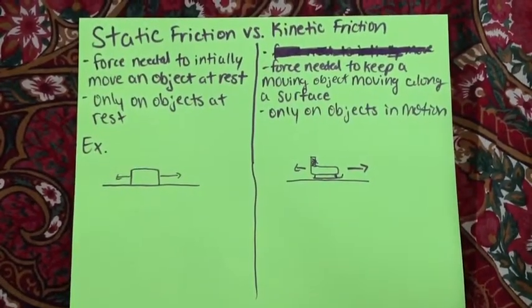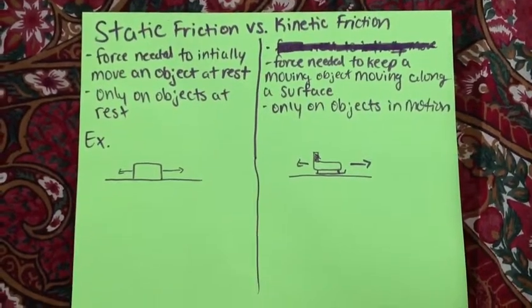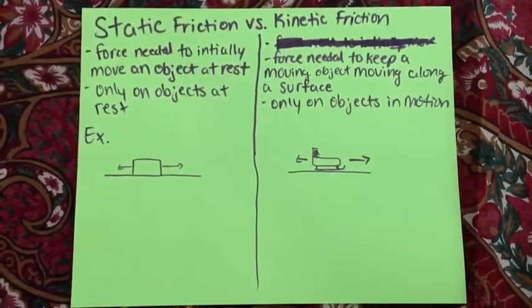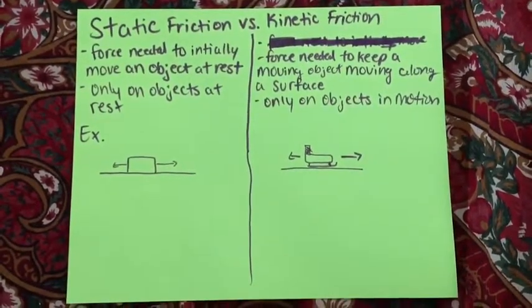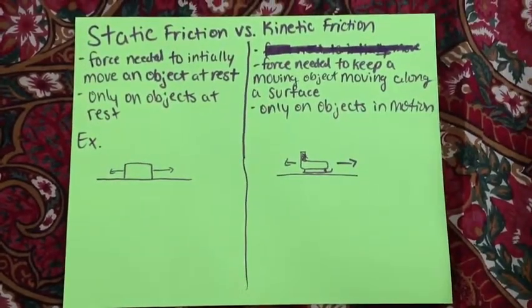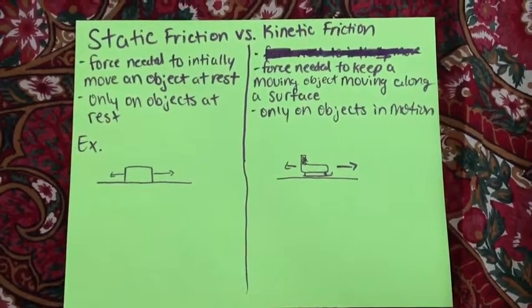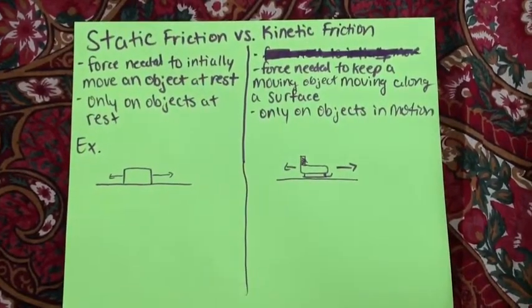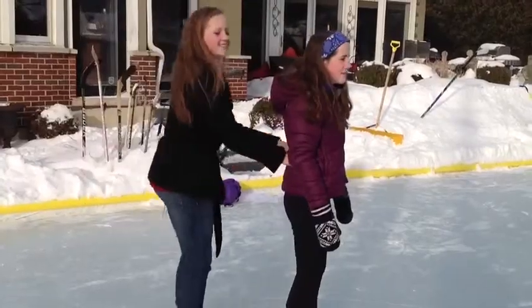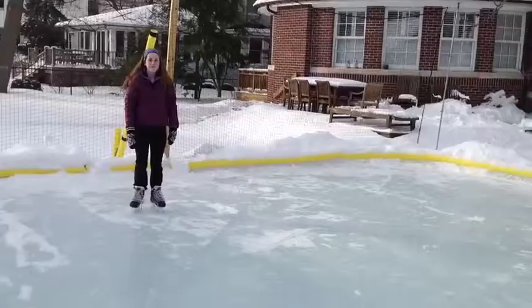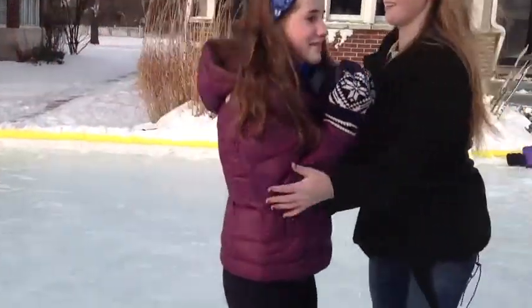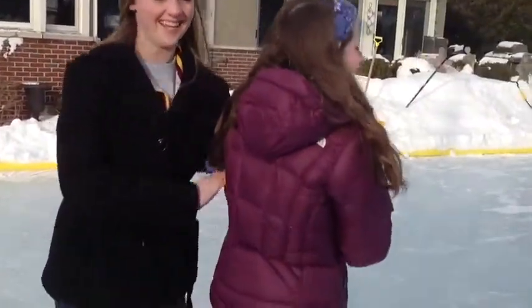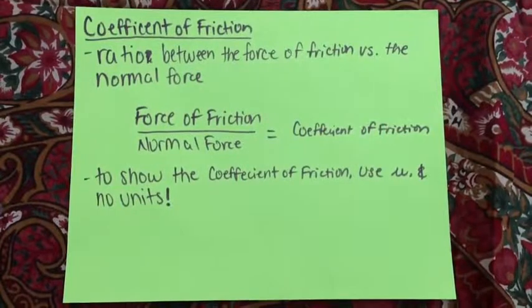Static friction versus kinetic friction. Static friction is the force needed to initially move an object at rest, and it only applies to objects at rest. Kinetic friction is the force needed to keep a moving object moving along a surface, and it only applies to objects in motion. Object at rest: static friction. Object in motion: kinetic friction.